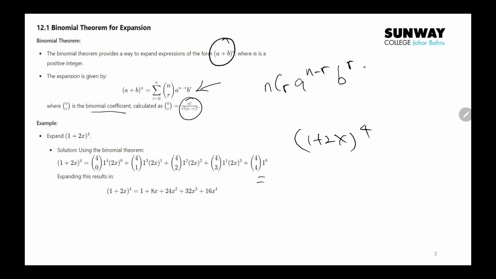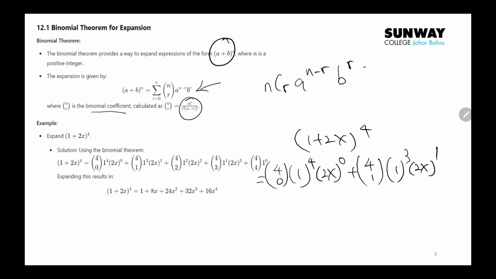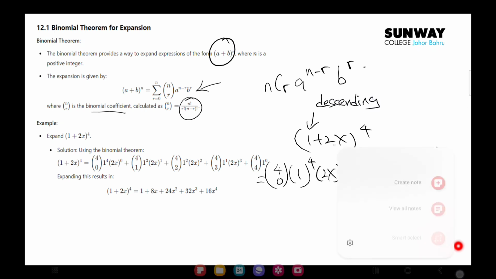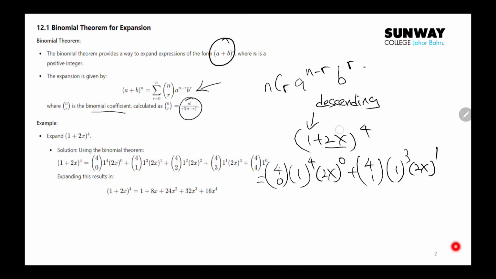to do is to apply the formula: 4C0, 1 to the power of 4, 2x to the power of 0, 4C1, 1 to the power of 3, 2x to the power of 1. So it goes in the order of, the first term is in descending order, and the second term in the binomial expansion is in ascending order. And it continues.